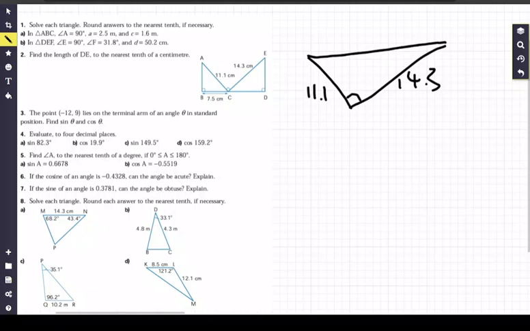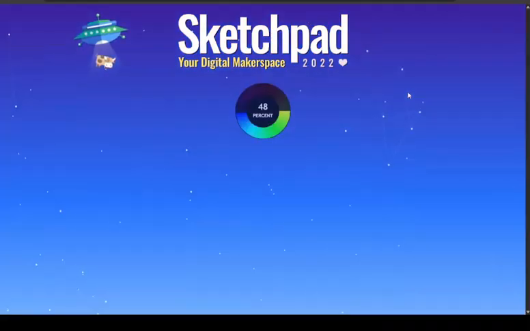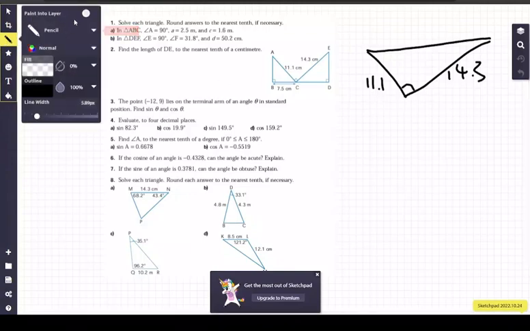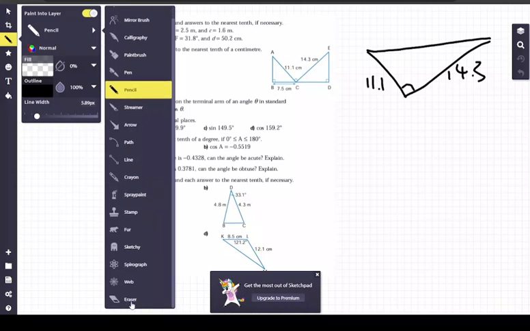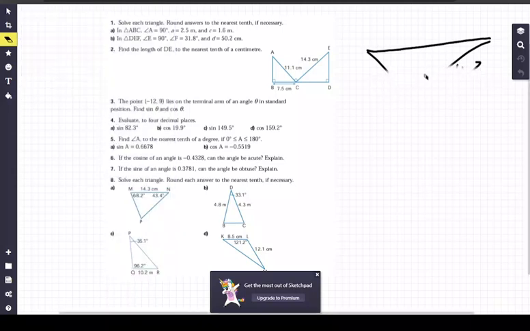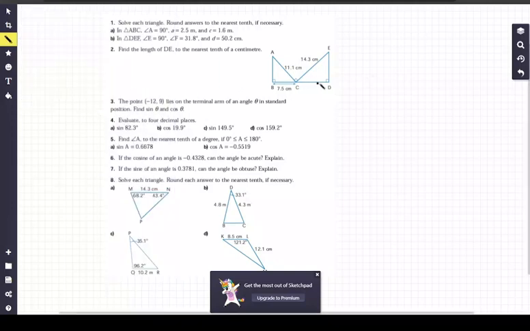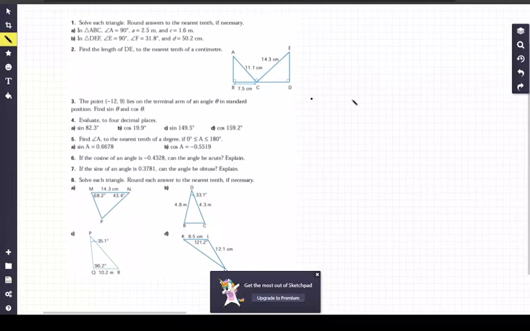Okay, wait, why did I do that? I don't know why I did that. Let me just refresh and erase all of this first. We actually have an eraser, I just never use it. So, pencil. Okay, essentially we're going to find CD first.